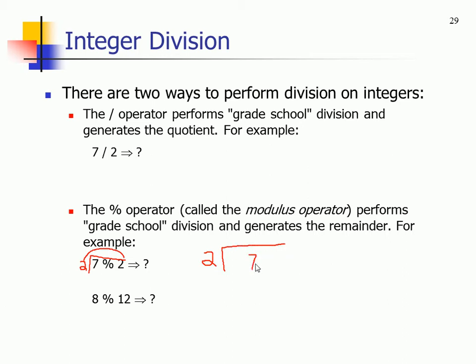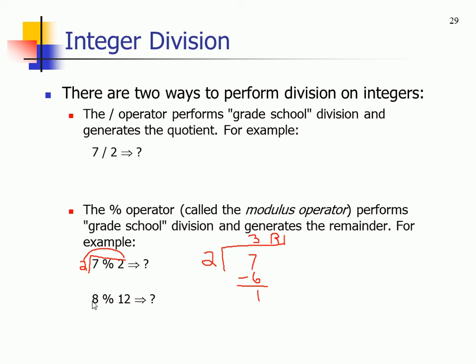So how many times does 2 go into 7? 3. So we're going to put a 3 up here. 3 times 2 is 6, so we subtract 6 and we get a 1. Remember, we always did this, remainder of 1. So modulus returns the remainder. That's why we get a 1.